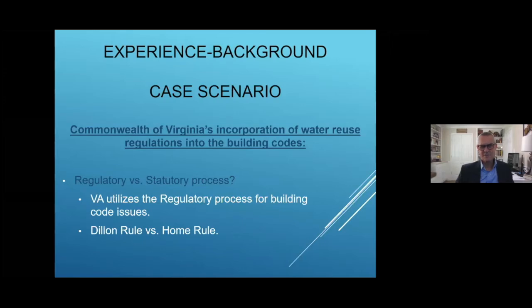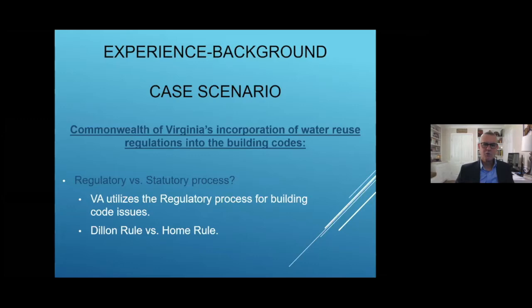Another item that's fairly important is whether the state is a Dillon rule state or a home rule state. For folks that might not be familiar with that concept, a Dillon rule state says the same rule gets adopted at the state level and it gets enforced and implemented across the state exactly the same. So you have one rule, everybody reads the same rule, no matter what the geographic boundaries are, you're all reading the same set of regulations.